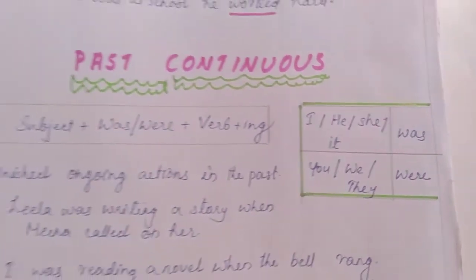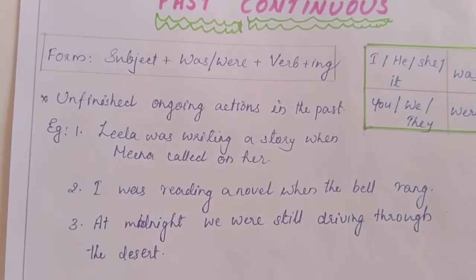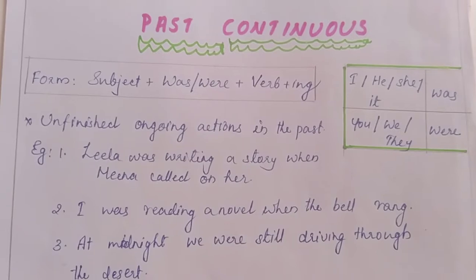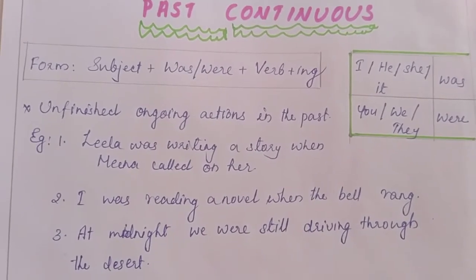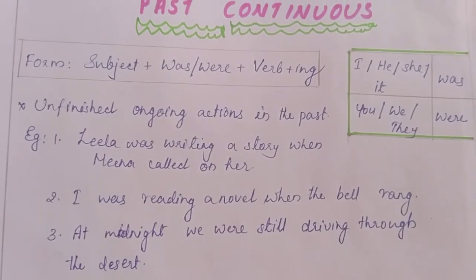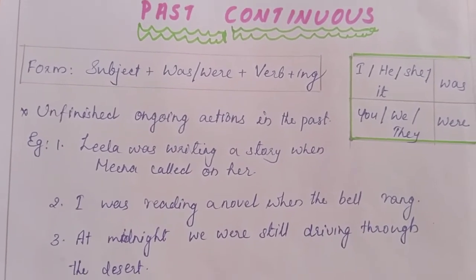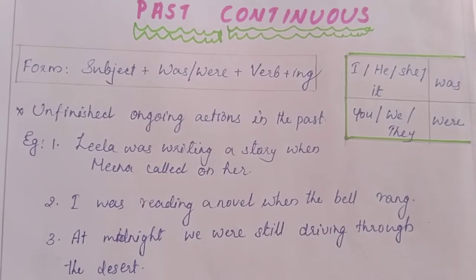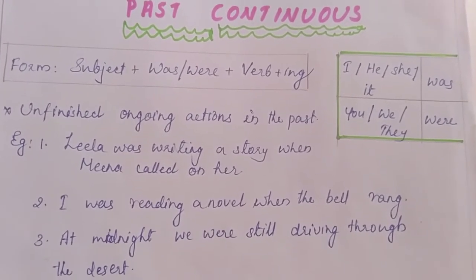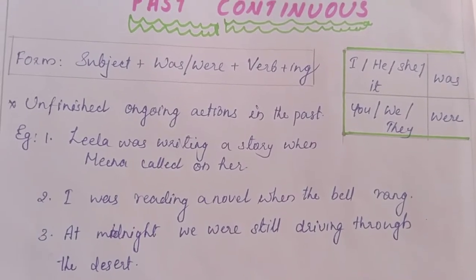So which action can we write in past continuous? Present continuous means at the time of speaking that action is going on. Action is going on at the time of speaking in the present time. So we can easily tell what the past continuous will be. Correct. Past continuous: one action was going on. It was continuing in the past.